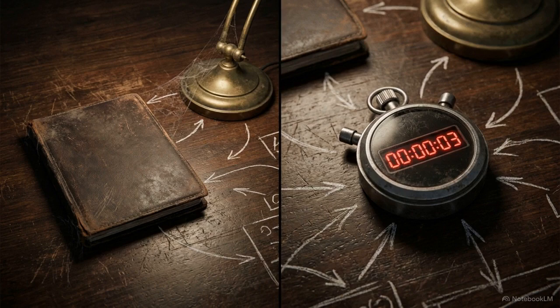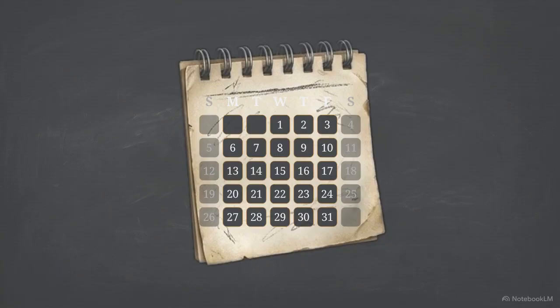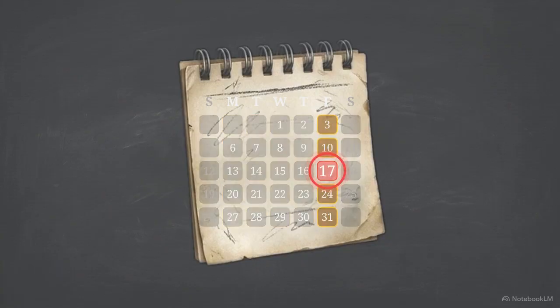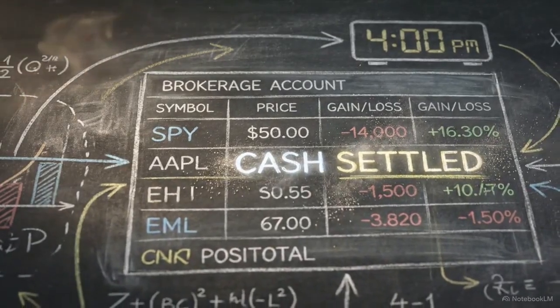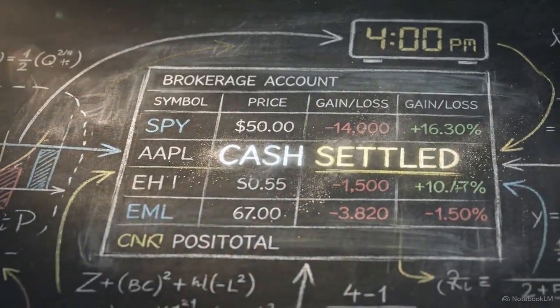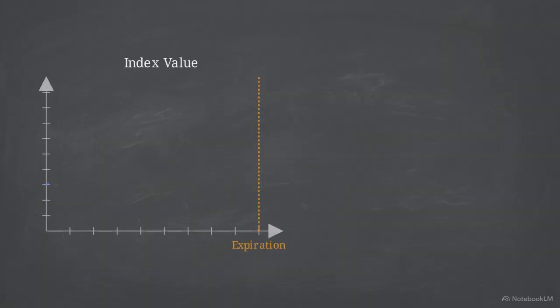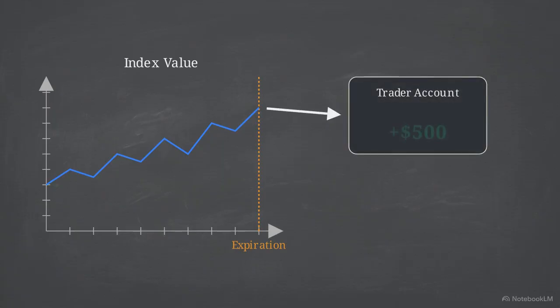A share of stock can sit in your portfolio for decades. Futures contracts have a shot clock. Every contract has a hard expiration date, usually landing on the 3rd Friday of the contract month. If you fail to exit your position before that clock runs out, the contract is forced into final settlement. For equity indexes, this means a cash settlement. The exchange calculates the final closing value of the index and permanently debits or credits your account based on where the price landed.